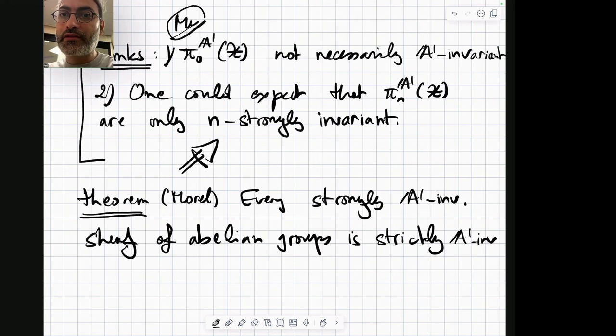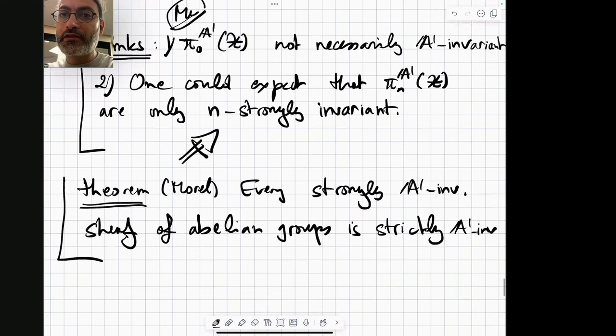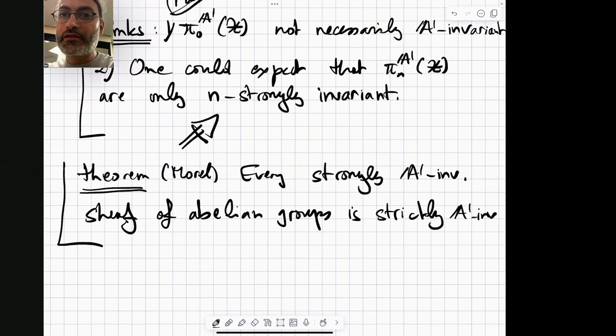I did introduce this notion of n-strongly invariant because I will need it later, maybe in the third lecture, because when proving this theorem of Morel, it's convenient to have this notion for every n. But once you have this theorem, this notion is kind of obsolete. All right, any question about this statement?